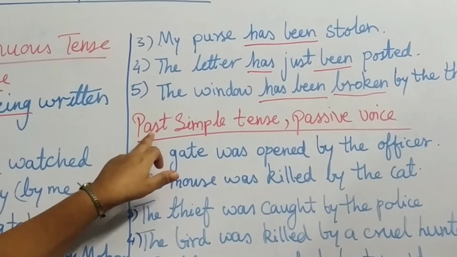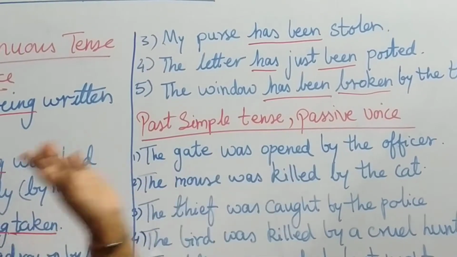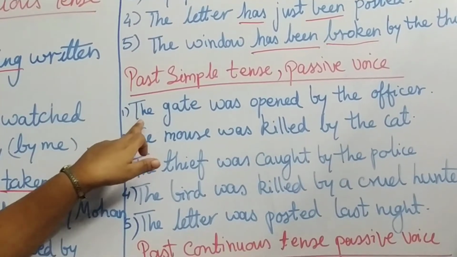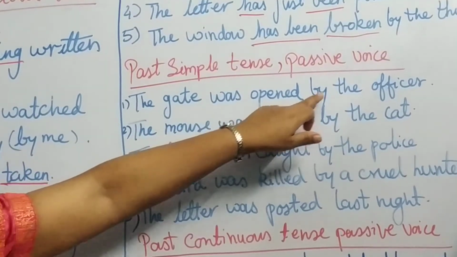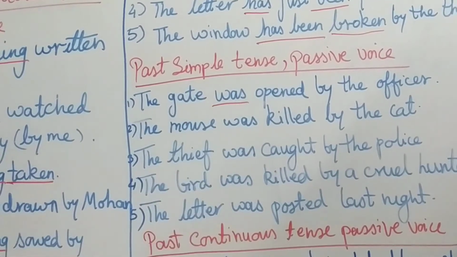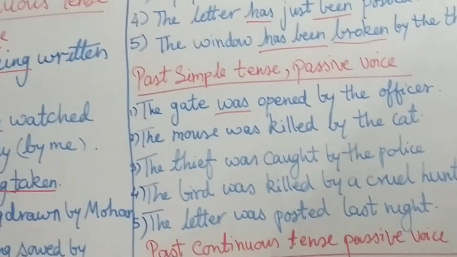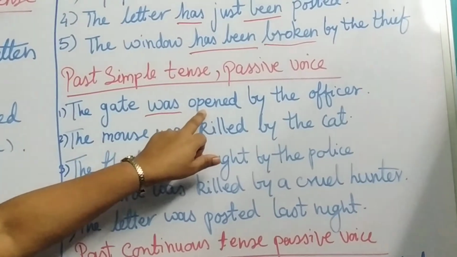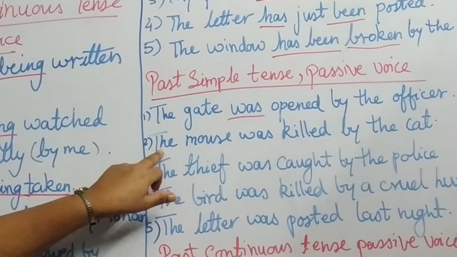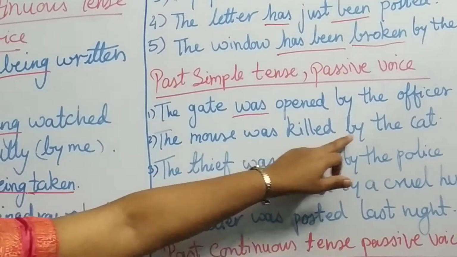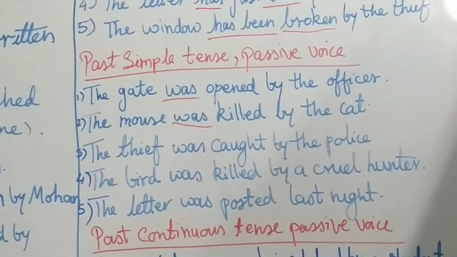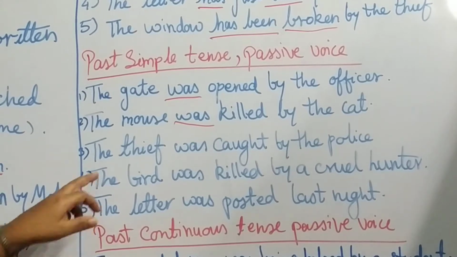Now let's see the past simple tense, passive voice. Here we have to use was or were. Let's see. First example, the gate was opened by the officer. This is the helping verb was. The form of to be in the past tense, and opened is the past participle of the verb open. Got it? So next sentence, the mouse was killed by the cat. Was helping verb, killed is the past participle of to kill.